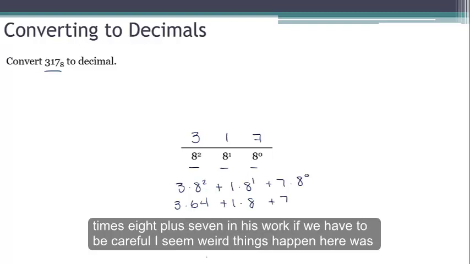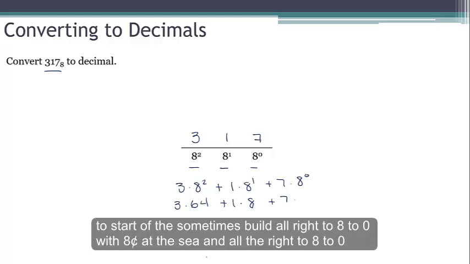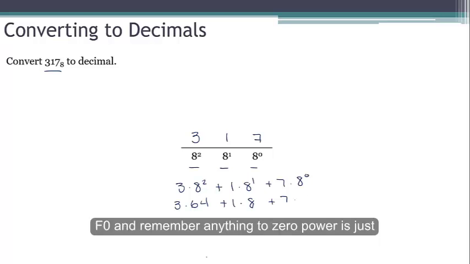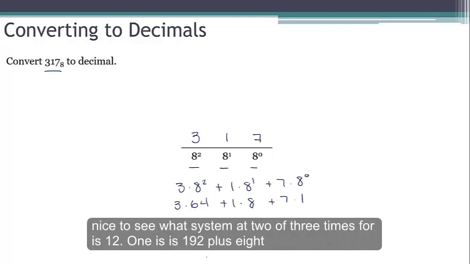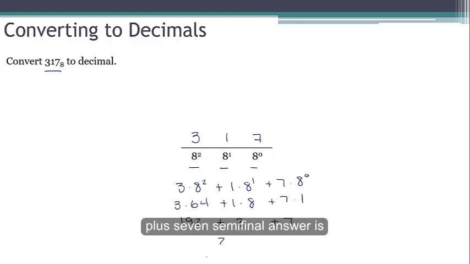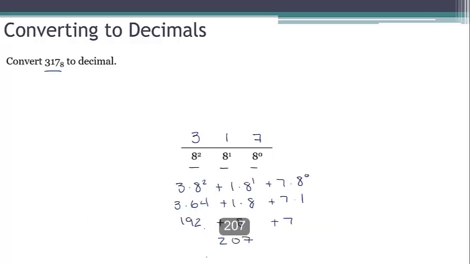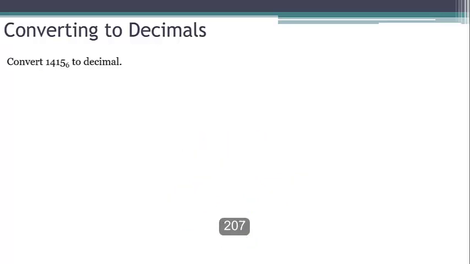And here's where you have to be careful. I see weird things happen here when students start doing this. Sometimes they'll write that 8 to the 0 as 8. Sometimes they'll write that 8 to the 0 as 0. Remember, anything to the 0 power is just 1. So let's see, what does this turn out to? 3 times 64 is 192, plus 8 plus 7. So my final answer is 207. All right, so that's one way.